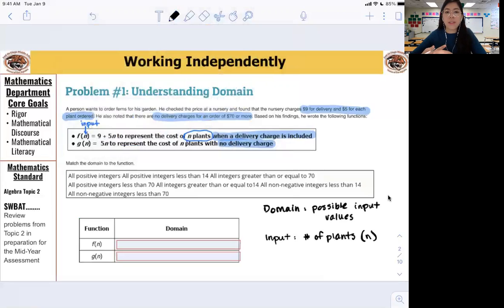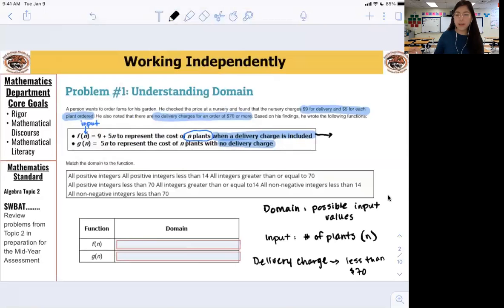And I know that there's a limit, right? So the delivery charge, you get a delivery fee or a delivery charge when you spend less than $70. So the delivery charge is applied when your order is less than $70. So the question is, because I have 2 different functions, one of them is when you do have a delivery charge and one of them is when you don't have a delivery charge. So the question is, how many plants can you buy without reaching $70?